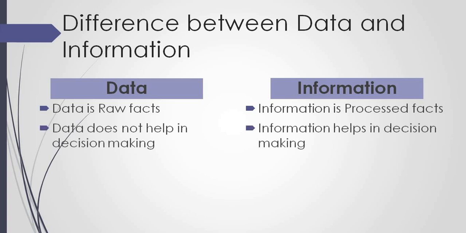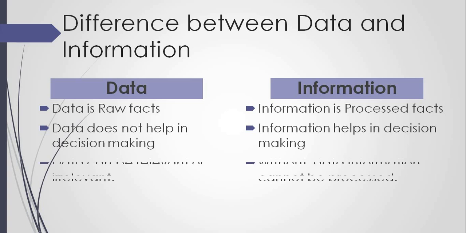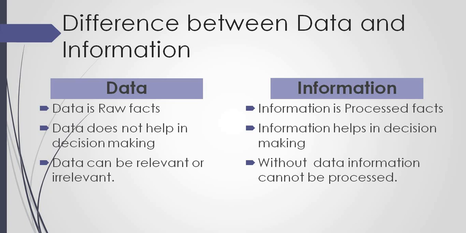Second point, data does not help in decision making. On the information side, information helps in decision making. So if I have just a number 33, I cannot make any conclusion from that. However, if I have the average of a student as 80%, then I can make some conclusions, I can make decisions and plan my further steps.